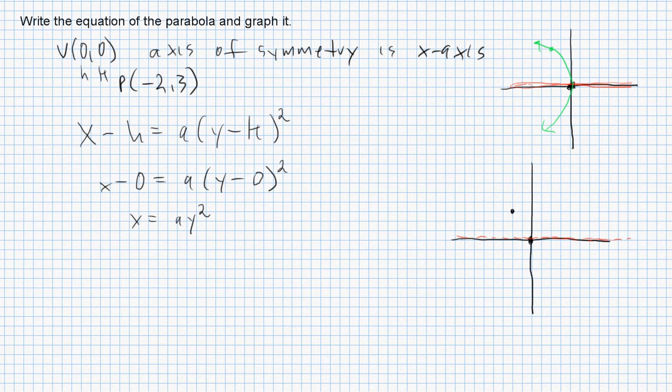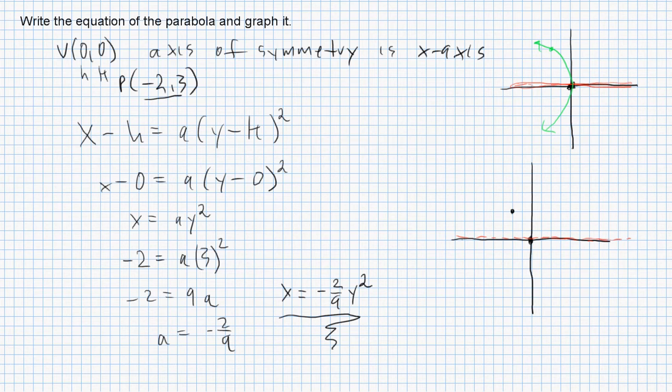We know that -2, 3, this point is on the graph. So I'm going to put -2 in for the x. There's the a. 3 in for the y. That's squared. So -2 is equal to 9a. Okay, once we simplify that, a is equal to -2 over 9. So that's going to give us our equation that x is equal to -2 over 9 y squared. So there's the first part of our answer, the equation.